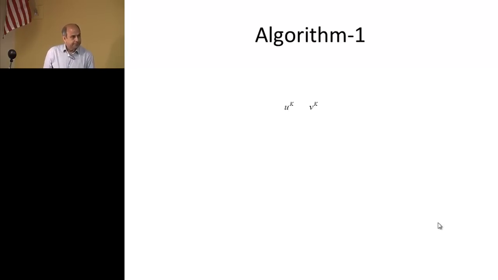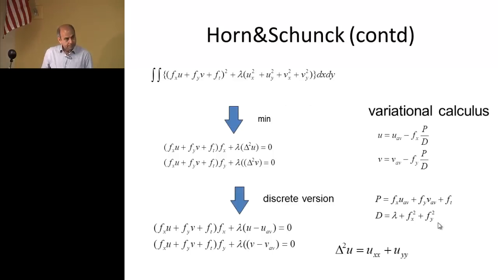In the previous slide, we had U minus U average, and we said the U average is the average of the four neighbors. However, we do not have the U, so how do we...? That's right, that's a very good question. So that's what we are going to explain here, that's why we need iterations.